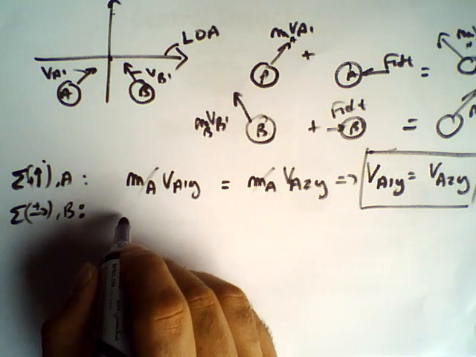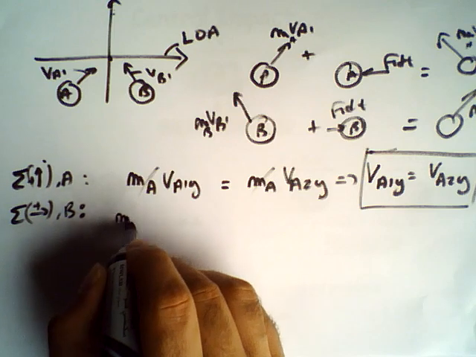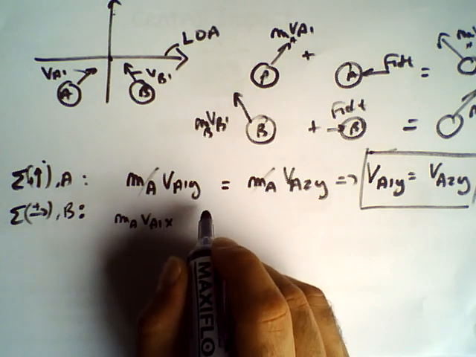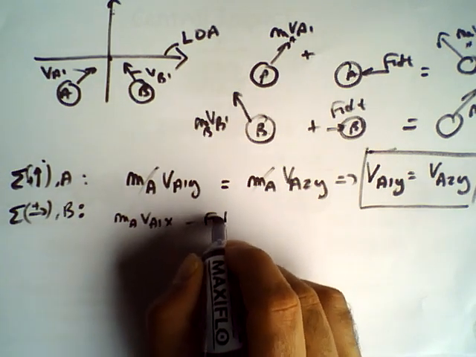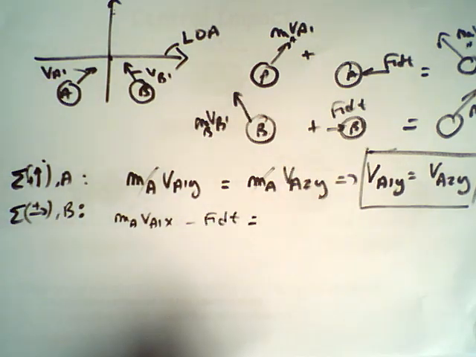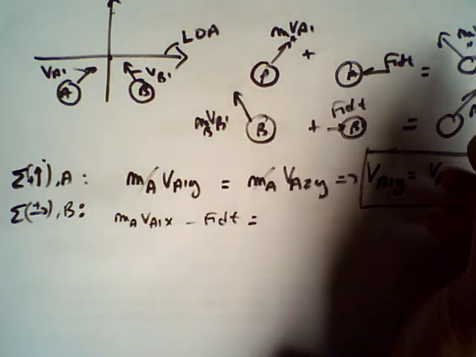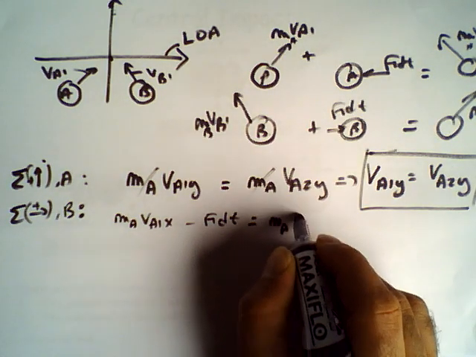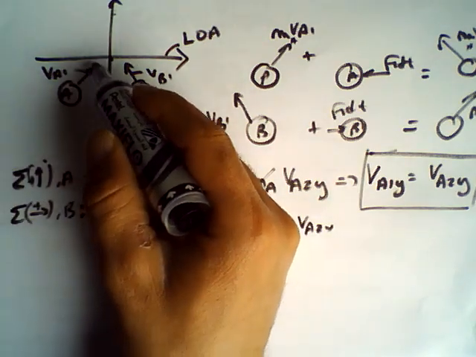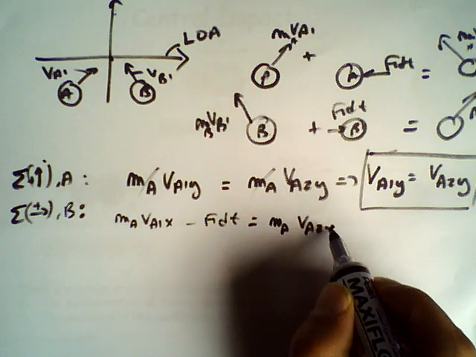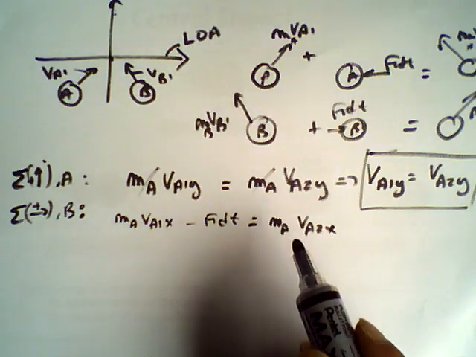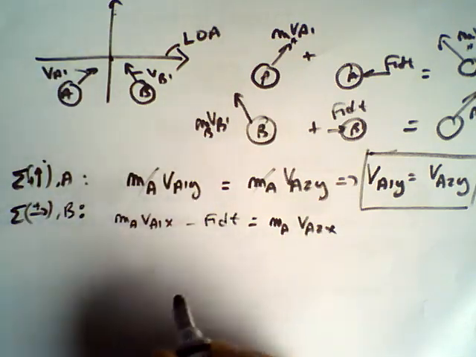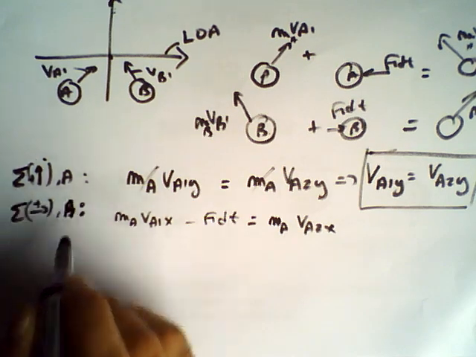What do you get? You are going to get MA VA1X minus FDT is going to be equal to what? Now this guy is going to be in the opposite direction. It's going to be equal to, I'm going to assume everything is positive now, because I don't know if this guy will continue to go to the right or to the left. So let's just keep it positive, and later on we're going to count our equations and our unknowns, and if you solve VA2X to be negative, then we know it has rebounded. This is on A, I'm sorry.